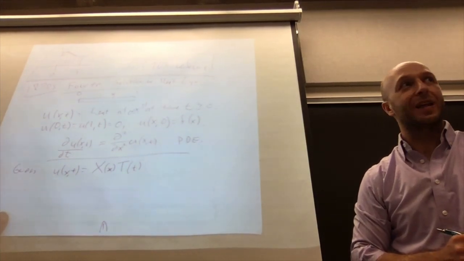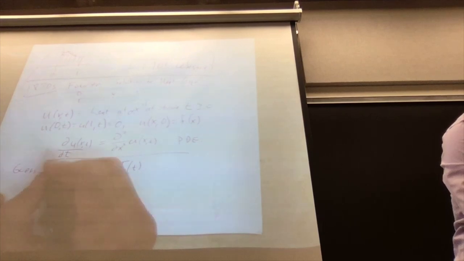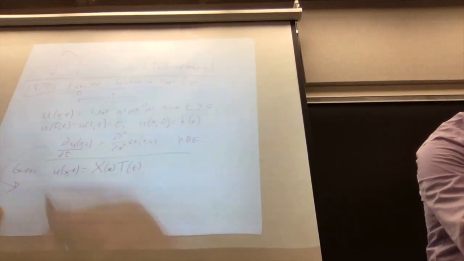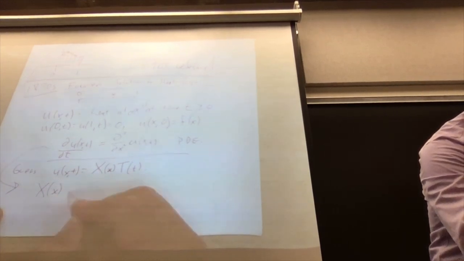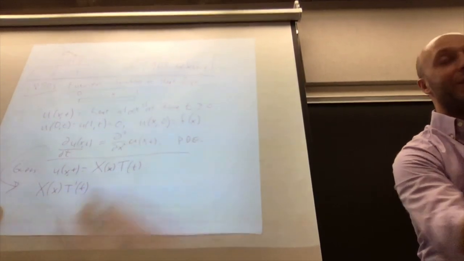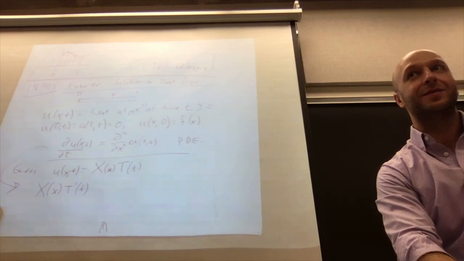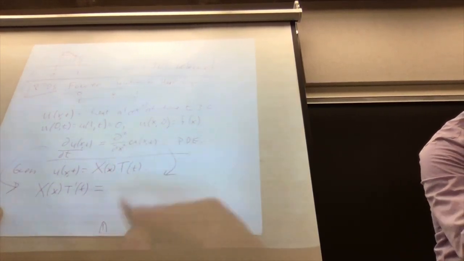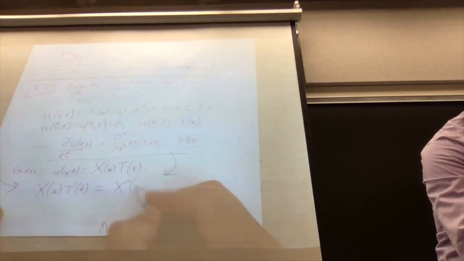Okay, if that's the case, then let's look at this differential equation. The derivative in t doesn't hit the x, it only hits the little t. So now I have X(x) T'(t), and there's no ambiguity now in using primes. On the other side, I have two derivatives in x, which of course is only hitting the capital X.